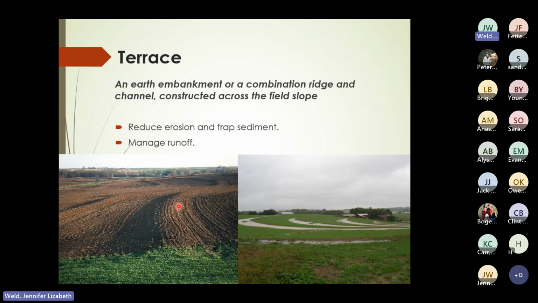You can reduce and trap sediment, and you can also manage runoff. In the bottom left here, we have an example of a terrace. You can see the ridge and the channel here, but in this case, they actually farmed through the terrace. Over here, you see a terrace system after a fairly significant rainfall, and you can see those channeled areas where they've captured or intercepted surface runoff and are moving that surface runoff to a storage area.